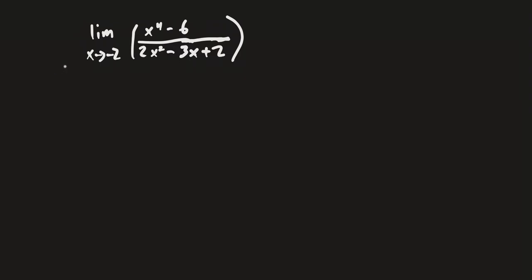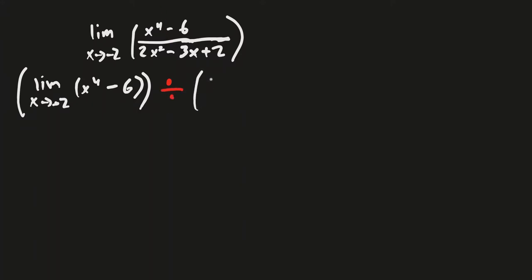So the first thing I'm going to do is to divide this into two parts using the quotient law. So that's going to be the limit as x approaches negative 2 of x to the fourth power minus 6. So this is one part. And then we're going to divide that using the quotient law by the second part, which is the limit as x approaches negative 2 of 2x squared minus 3x plus 2. Okay, now we can solve the left side and the right side separately.